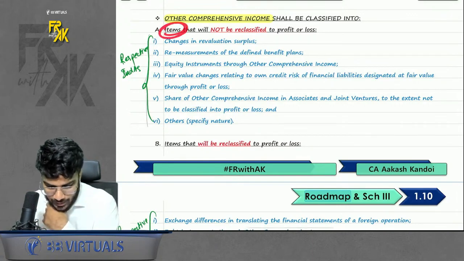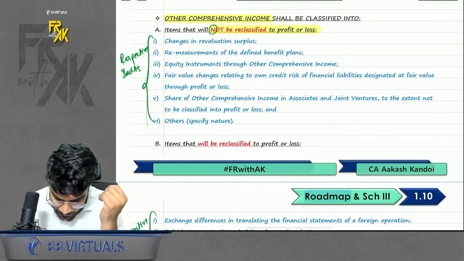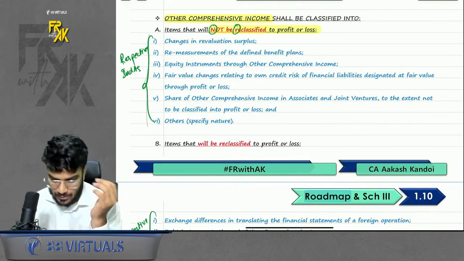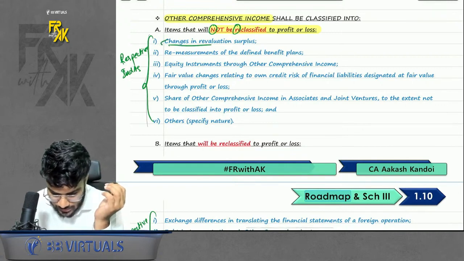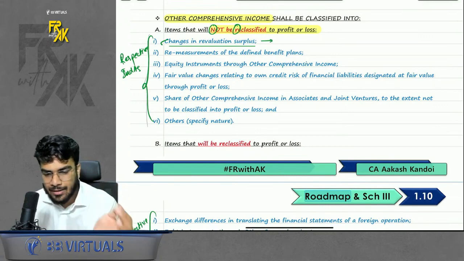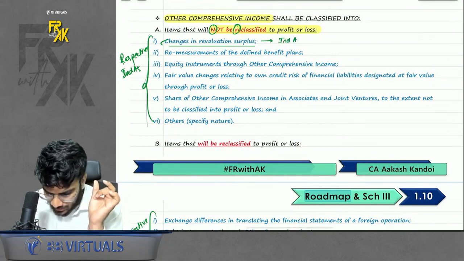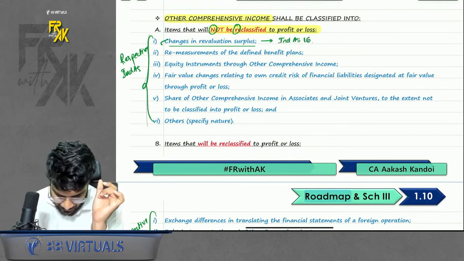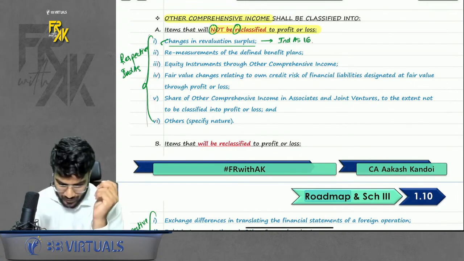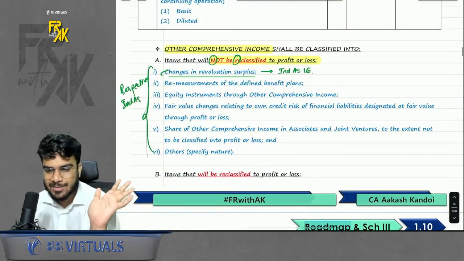See, the A column is items that will not be reclassified to profit and loss. See the first heading: changes in revaluation surplus. Can you see that revaluation surplus is appearing in the NR column? This we studied in IND-AS 16. There are not many items. Hardly 5 items in NR, hardly 4-5 items in R. We will study them in the respective IND-AS.